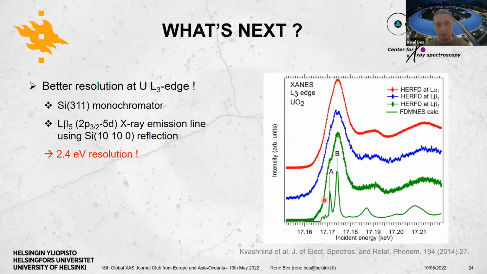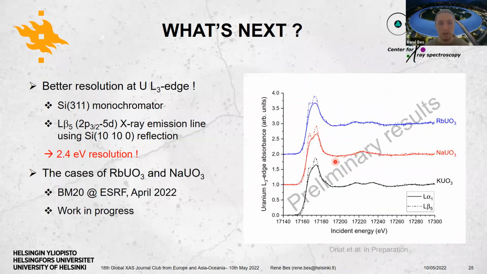She was able to show the splitting of the white line of the d electrons in uranium dioxide, which has a very, very small crystal field splitting because it's cubic around oxygen. The idea was to get this resolution, and it's what we had last month, actually, a few weeks ago, where we were able to measure the potassium, sodium, and rubidium uranates at the ESRF as well, achieving the same type of resolution.